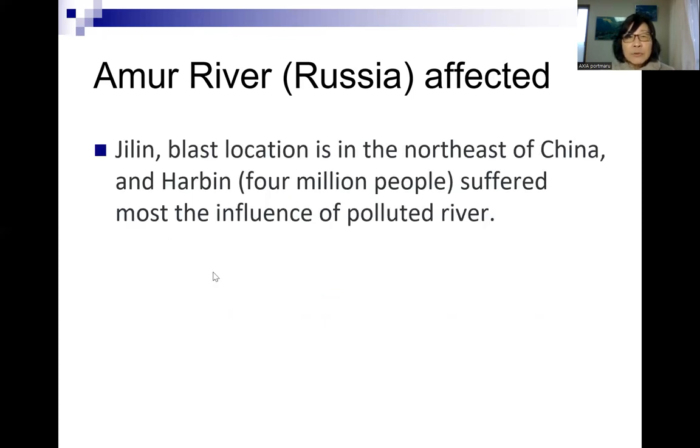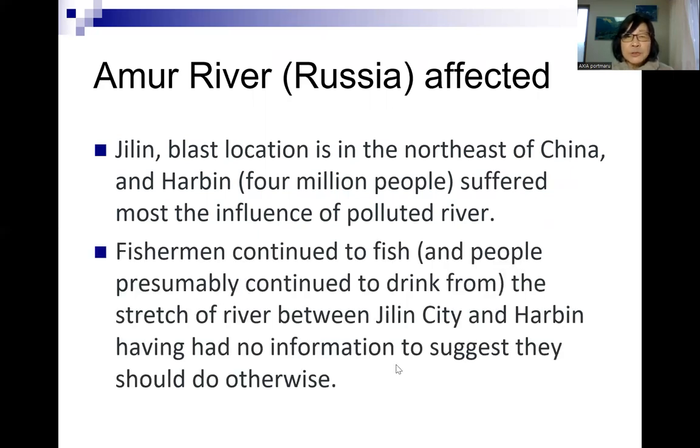Jilin blast location is in northeast of China. Harbin, with 4 million people, suffered the most influence of the polluted river. Fishermen continue to fish, and people presumably continue to drink from the stretch of river between Jilin City and Harbin, having had no information to suggest they should do otherwise.